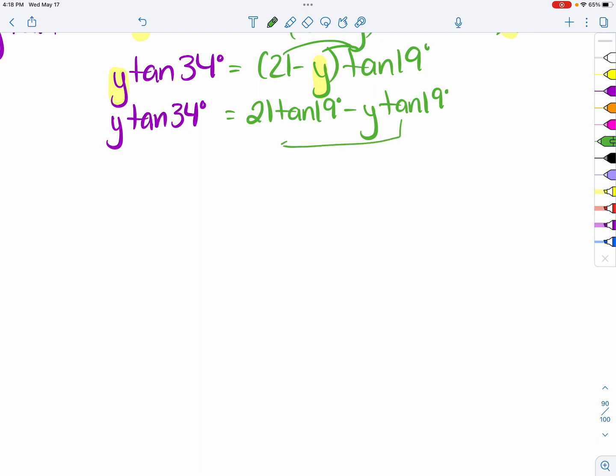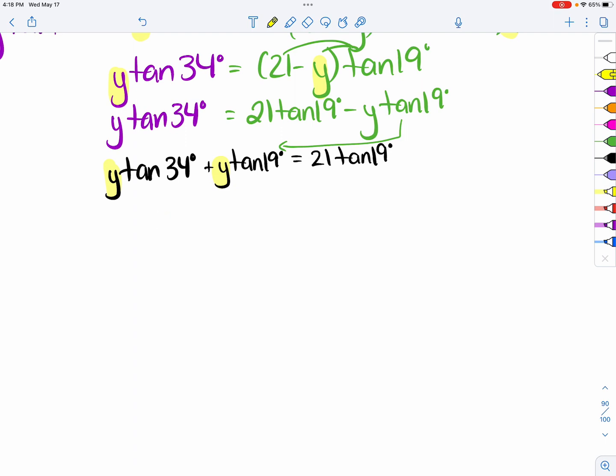So what I'm going to do is bring that term over. And I'm just going to switch to black now, just to do all my math in black. So y times tan 34, I'm keeping there. I'm going to bring the minus y tan 19 over, so it becomes plus y times tan of 19 degrees. And the 21 tan 19 stayed here. The reason I did that is I now have both of my y terms over here. Kind of like if you were solving an equation, you'd get x's on one side.